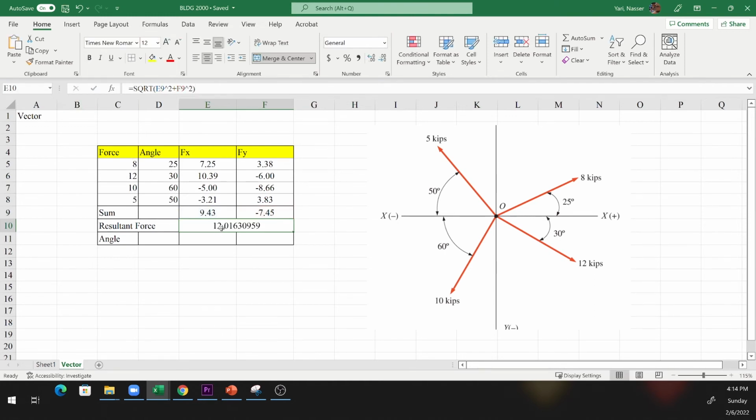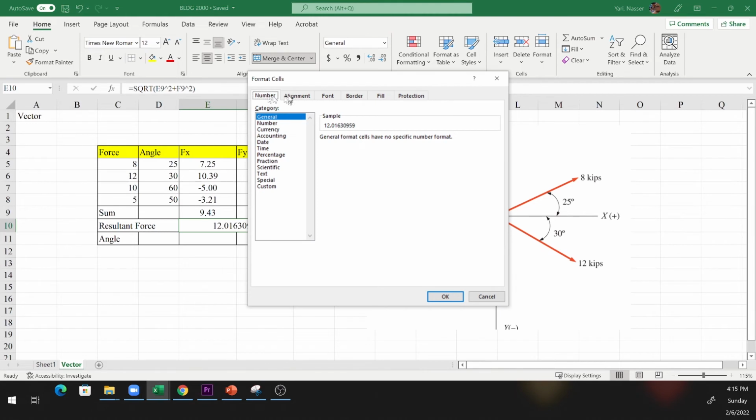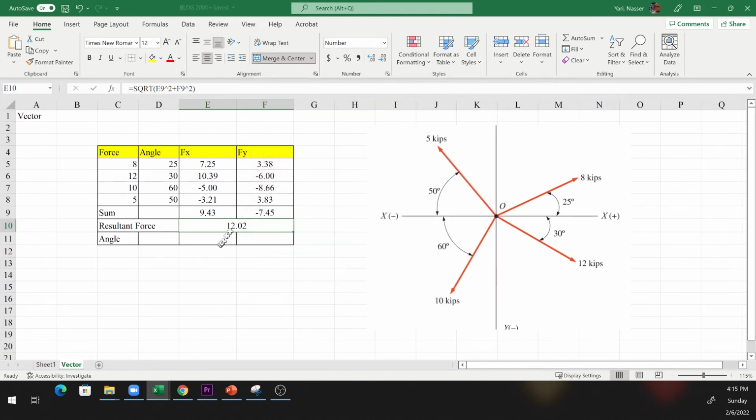There it is, 12.01, and our answer was 1201. Am I right? 1202, yeah. So let's go ahead and format the cell here. Go to number, and 2 is good. 1202.